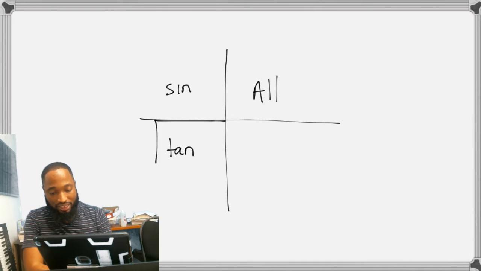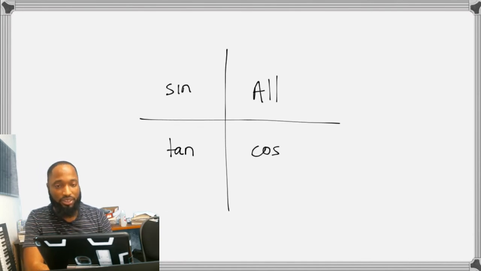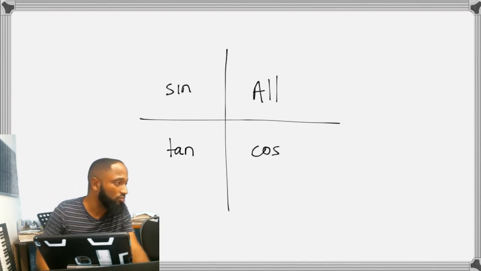Remember, the tan is adjacent over opposite, right? Adjacent over opposite. So tan is positive here. And cos is the one that's positive there. You can go and check it out right here.